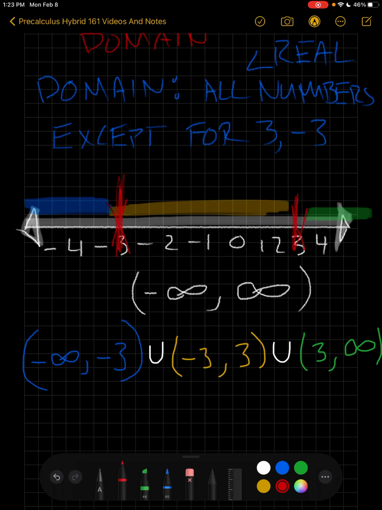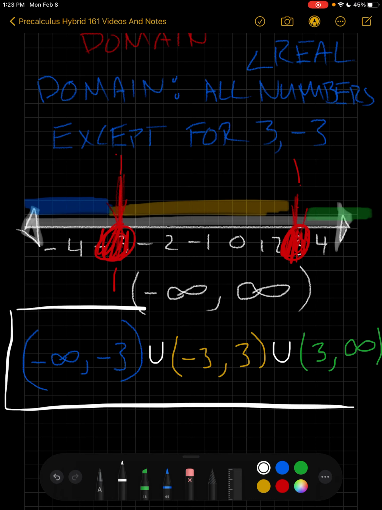So if you imagine that these red lines I drew through our number line, if I actually took some scissors and cut the number line here and here, so I could cut out that -3 that causes a problem and that +3 that causes a problem, and then I would glue the number line back together using these U symbols here. And this would be your answer in interval notation. This would be your domain in interval notation for this rational function.